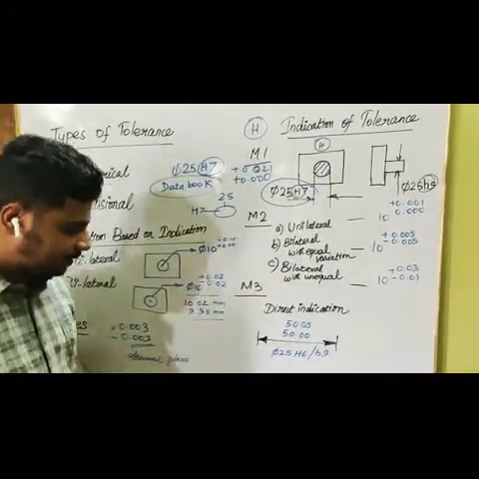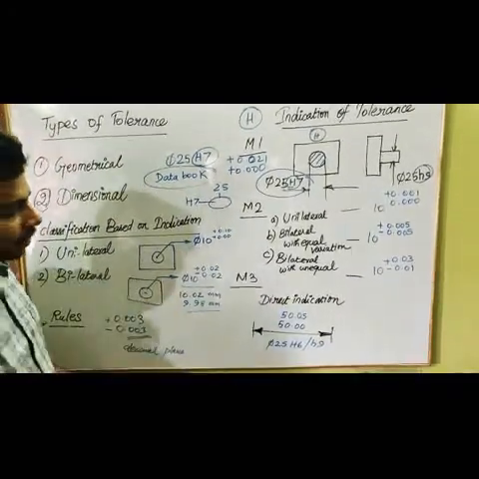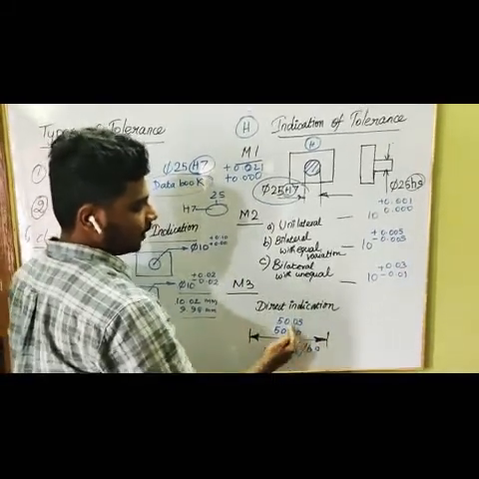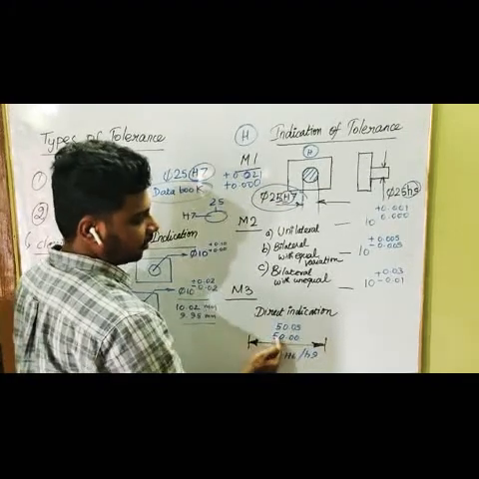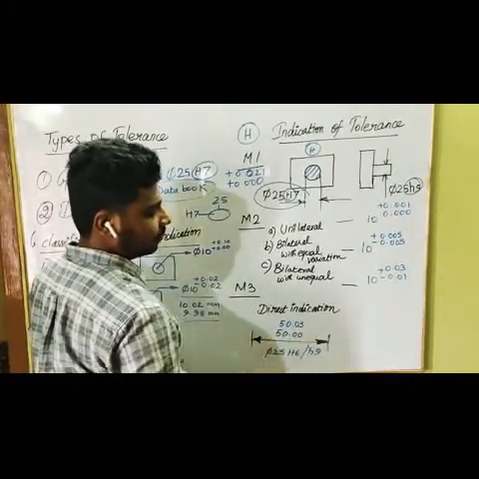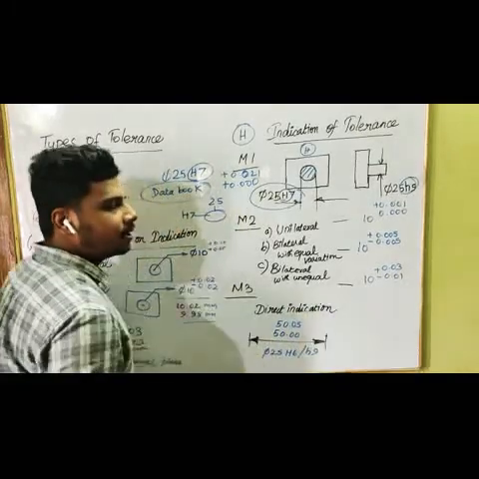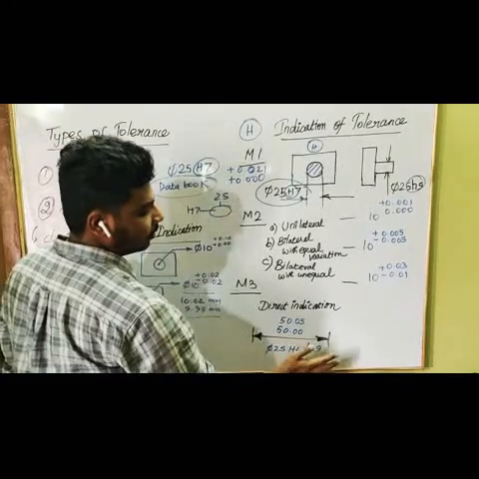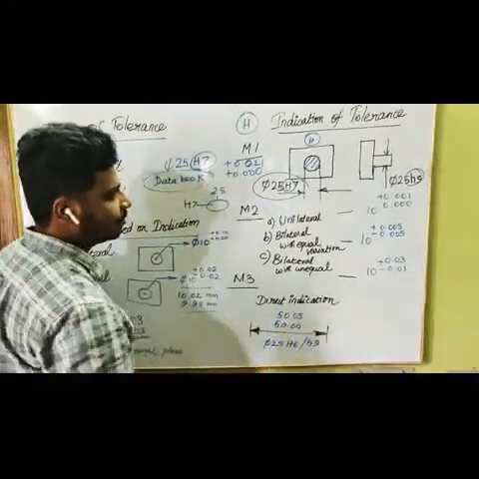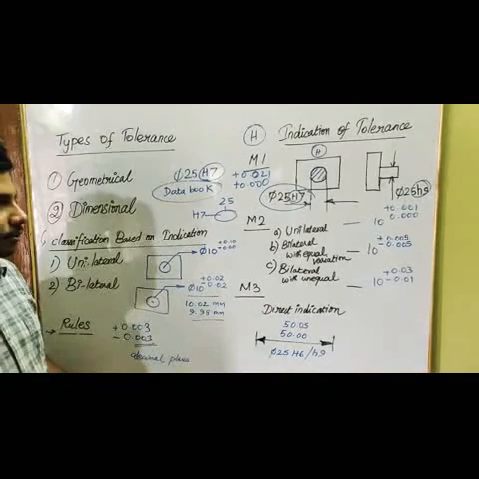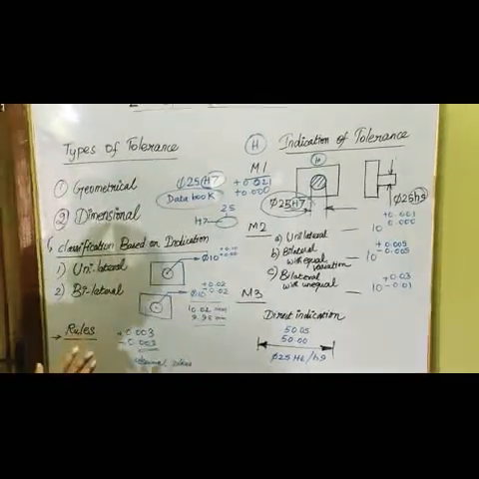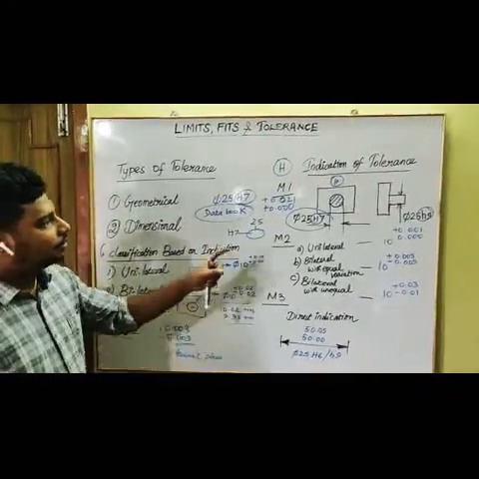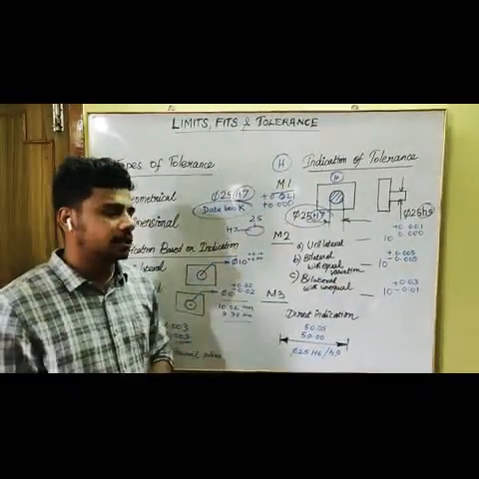Method 3 is direct indication. You can directly indicate, for example, a line of 50 mm length. For this length I give the indication like this: 50 mm is the lowest value, 50.05 is the upper value. So directly I can mention the dimension here, or else I can use the first method directly, 25 H6, 25 H9. So directly you can mention the method of indication. These are some types of tolerances, the classification based on indications, the rules available, and the indication of tolerances with these three methods. Thank you.